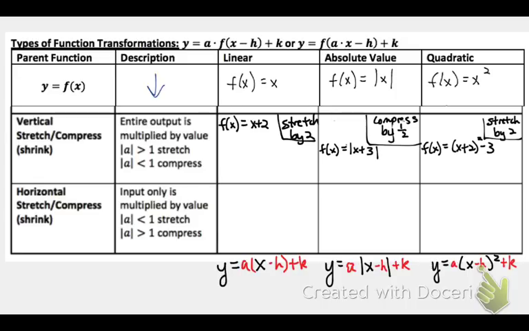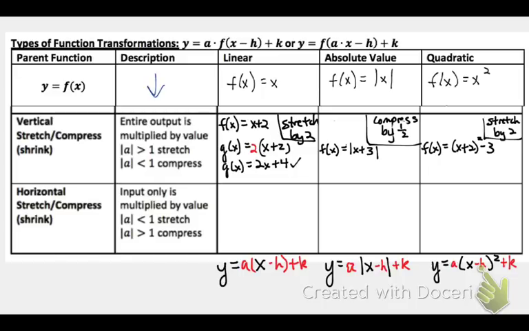So in our first example, with the linear function f of x equals x plus 2, we want to stretch the entire output by 2. So we're going to take the entire output of x plus 2 and multiply by a factor of 2, because that's what we're told. And then when we simplify, we distribute that 2, so we'll get 2x plus 4.